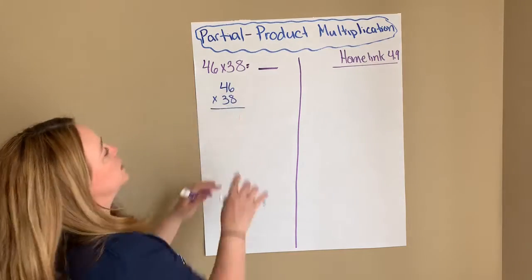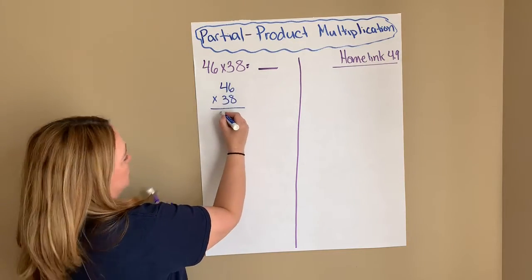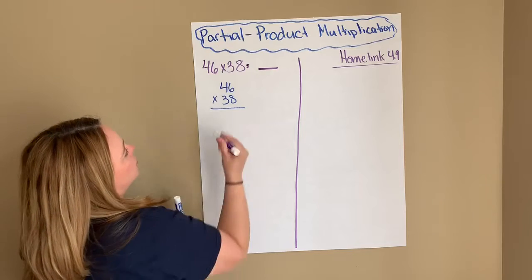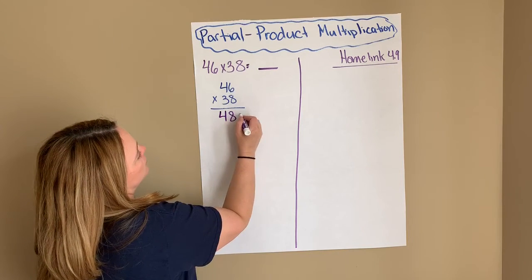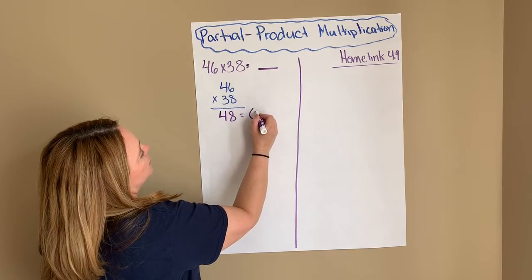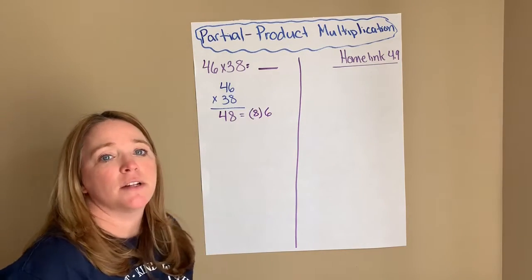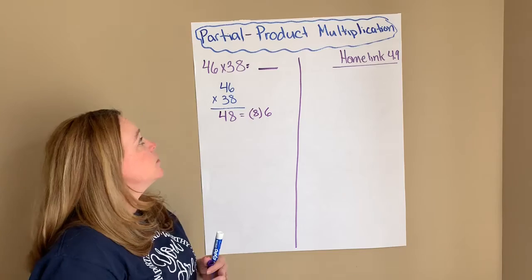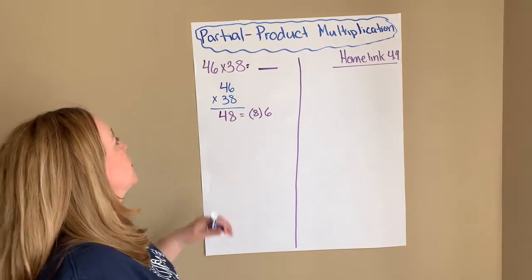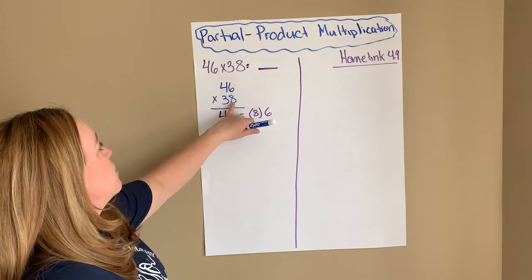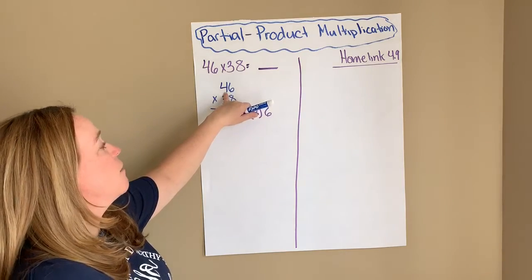So the first one, we're going to say 8 times 6 is 48. Now both of those numbers are in the ones place. So all I did is I know that I had 8 6s and I got a product of 48. Okay, now I'm going to move on to my next number. This time I'm going to multiply my 8 by a 4.